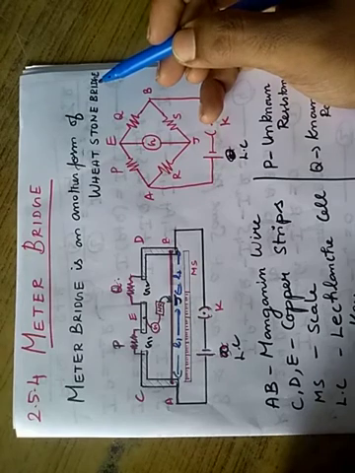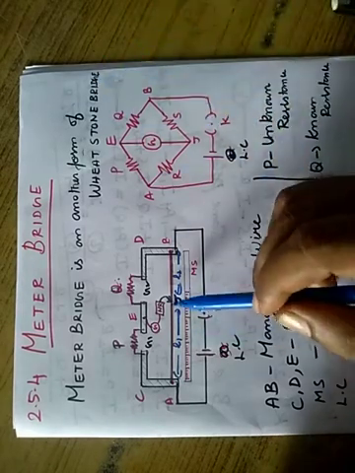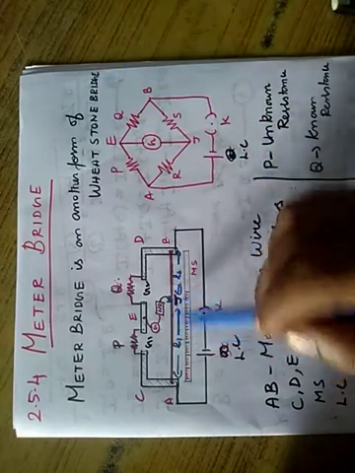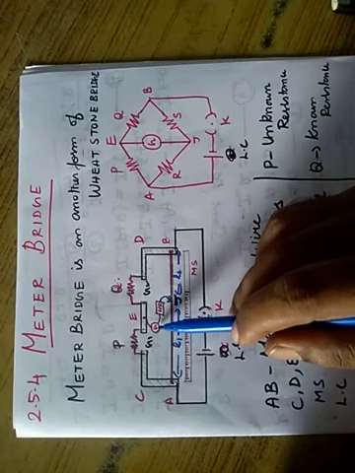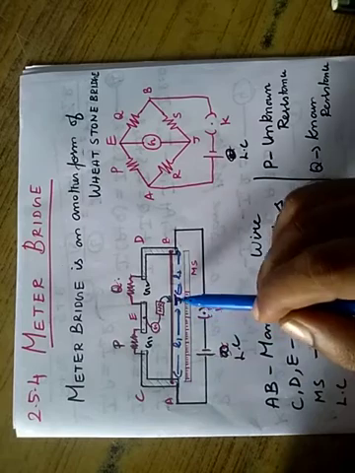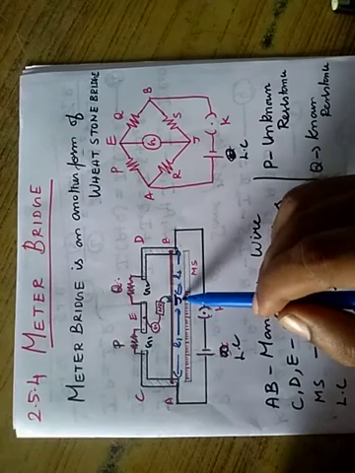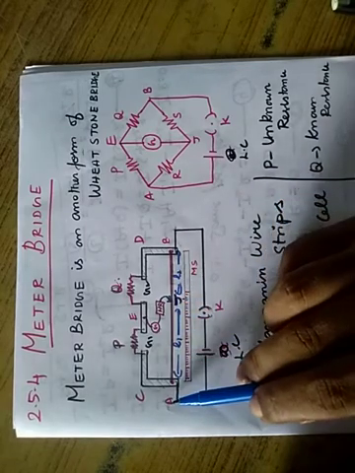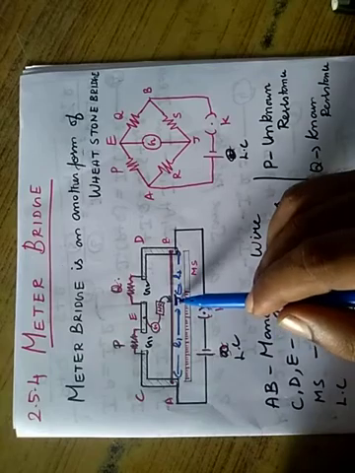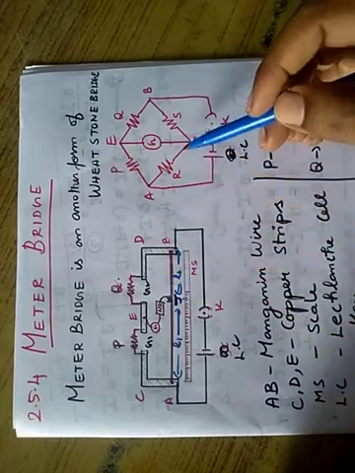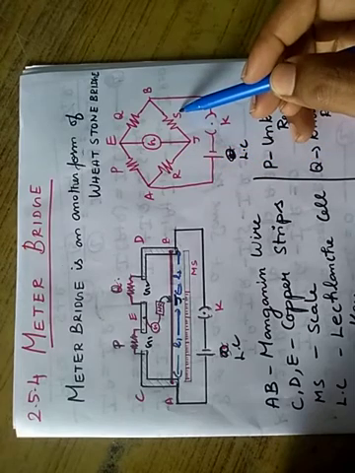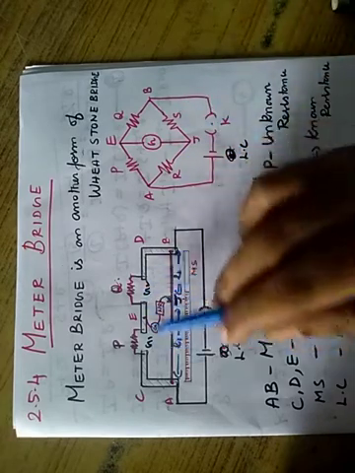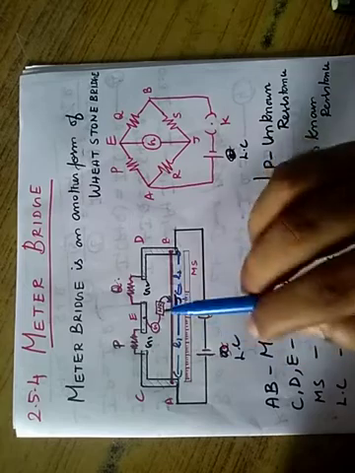You get this? After moving the jockey on the meter bridge wire, at a particular point the galvanometer shows zero deflection. That point is known as J. Here the lengths AJ and JB replace the resistances R and S of the Wheatstone bridge. So it is in the Wheatstone bridge balancing condition.